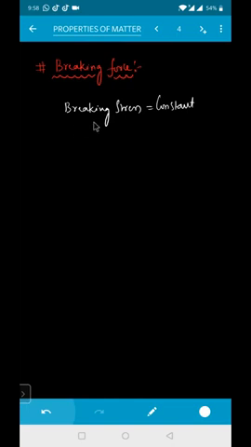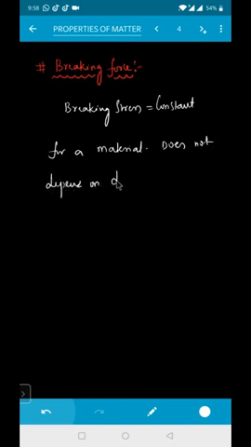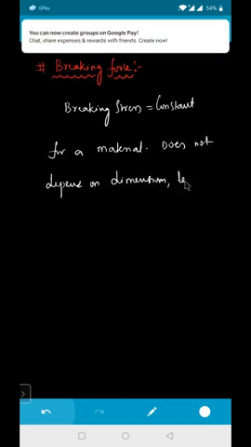Now see here. What is the braking stress, beta? Braking stress is always constant for a material, and does not depend on dimensions, length, etc.